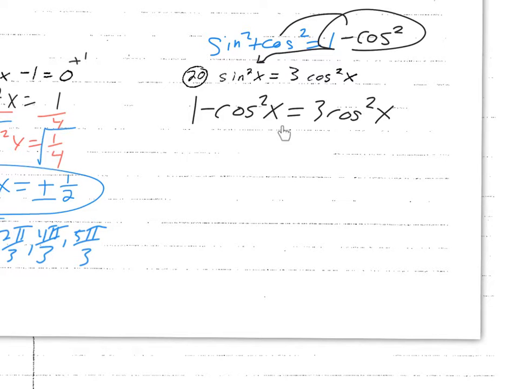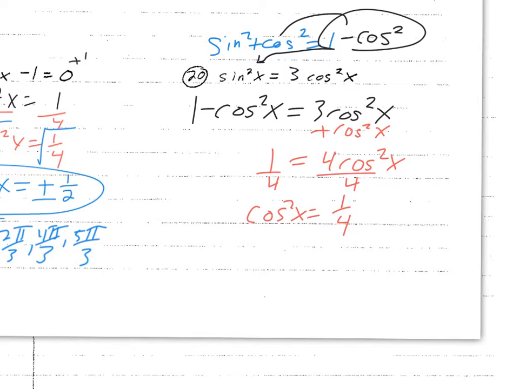From this point, I have to get my cosine squareds on the same side. They're positive on the right, so I'm going to move the negative cosine squared x over to the right side by adding it. So I'm going to add cosine squared x, and that will give me 4 cosine squared x, and I'll have 1 over on the left. At this point, I'm going to divide by 4, and I'm just going to take this cosine squared x and write it over on the left side because it's a little easier to work with. So cosine squared x is going to equal 1/4.